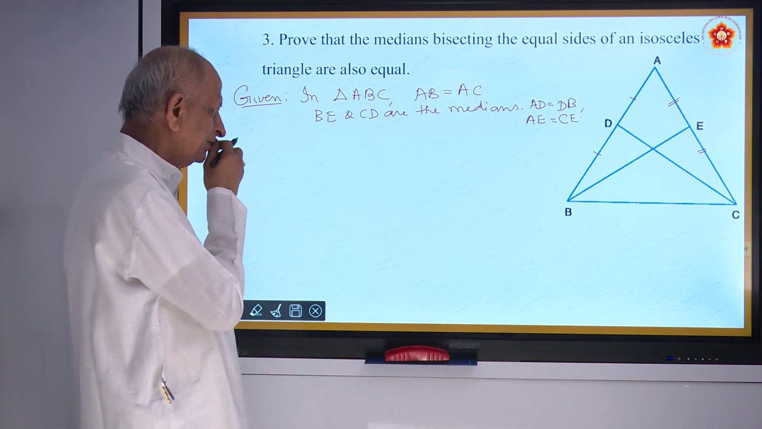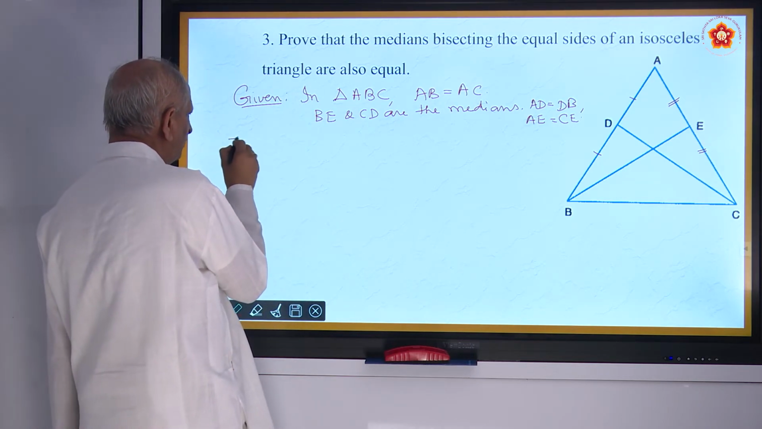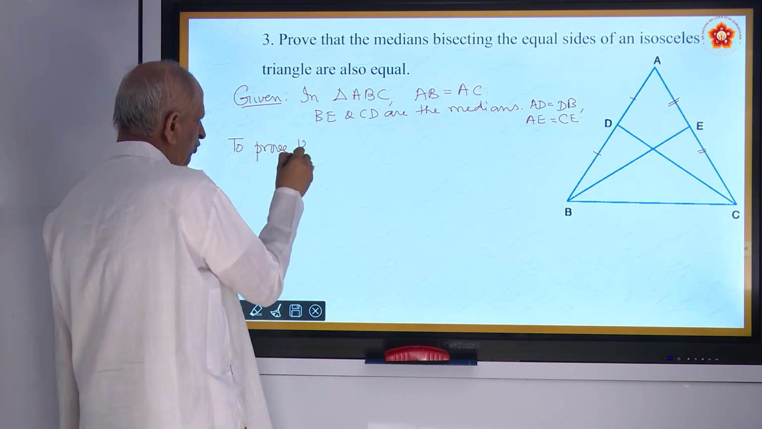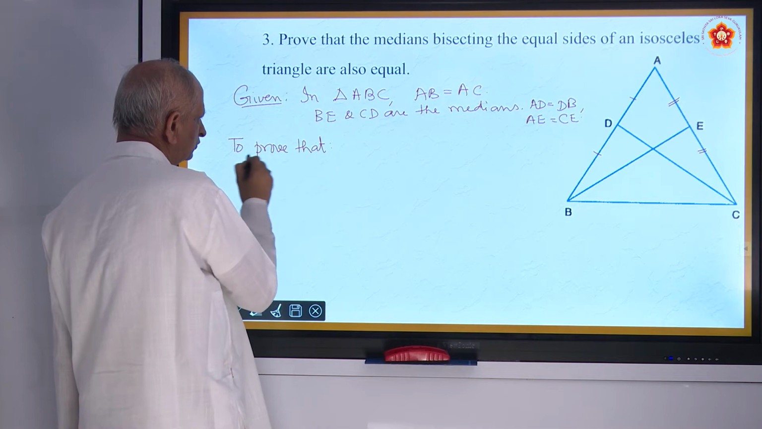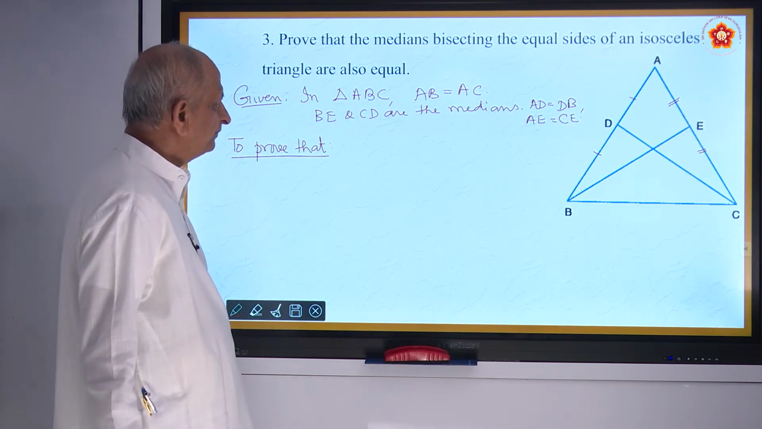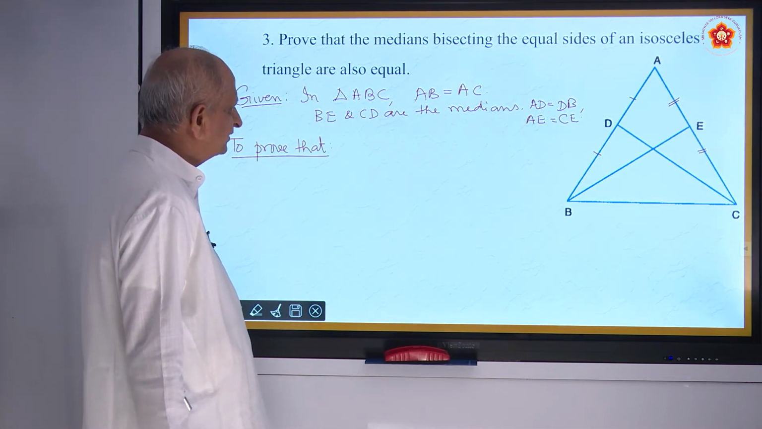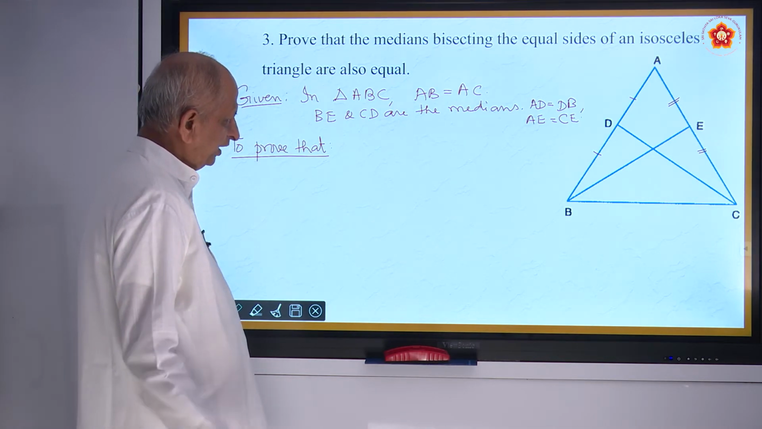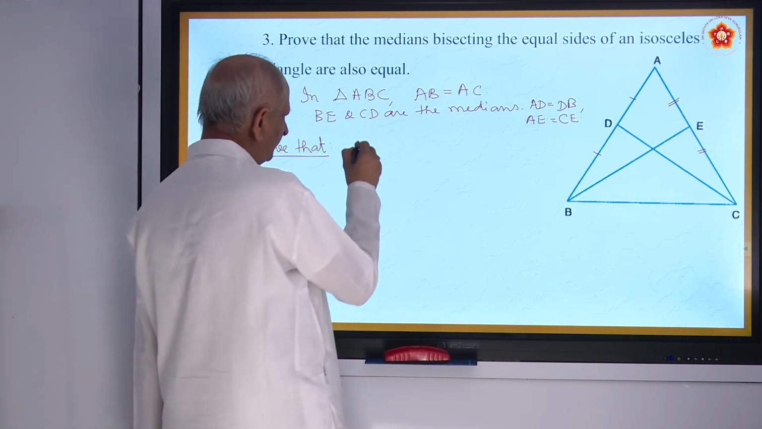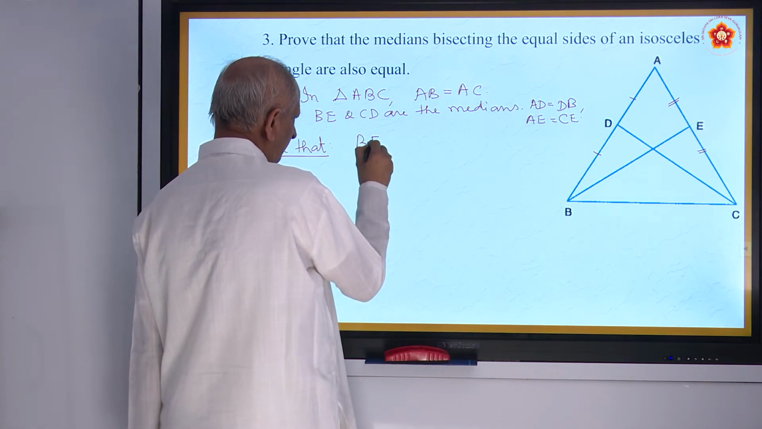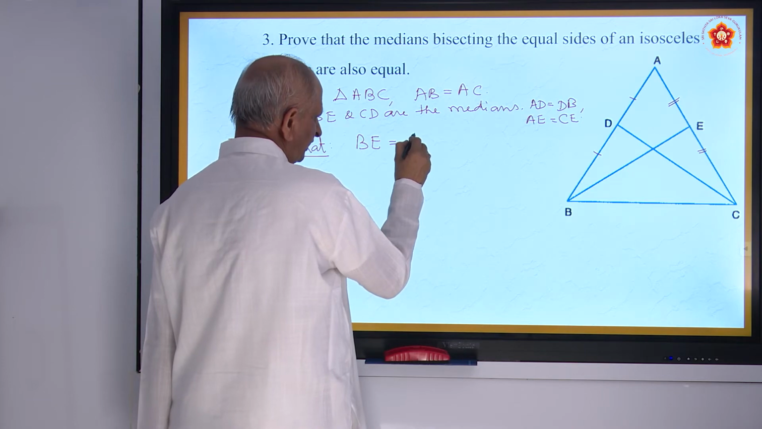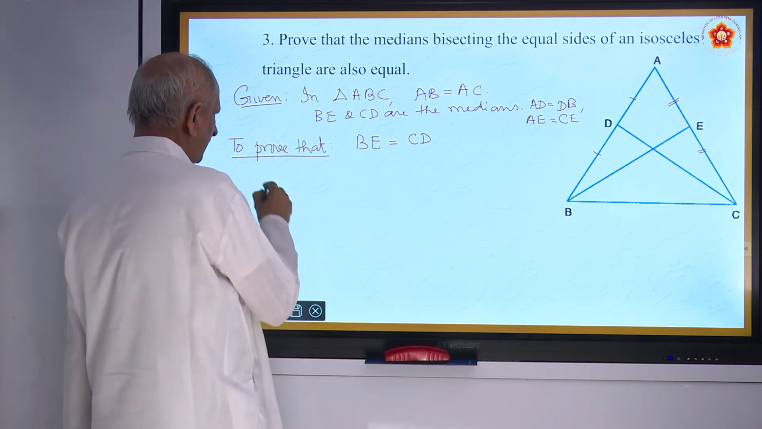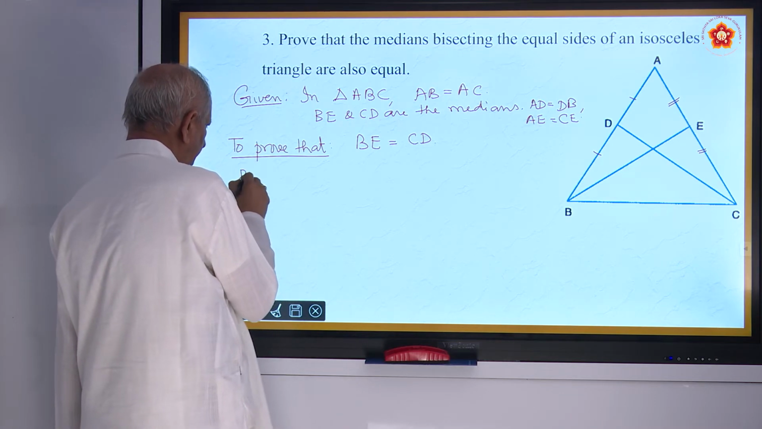Okay. Now, to prove that medians bisecting the equal sides are equal, you have to prove that BE, the median, is equal to CD. And now you write the proof.